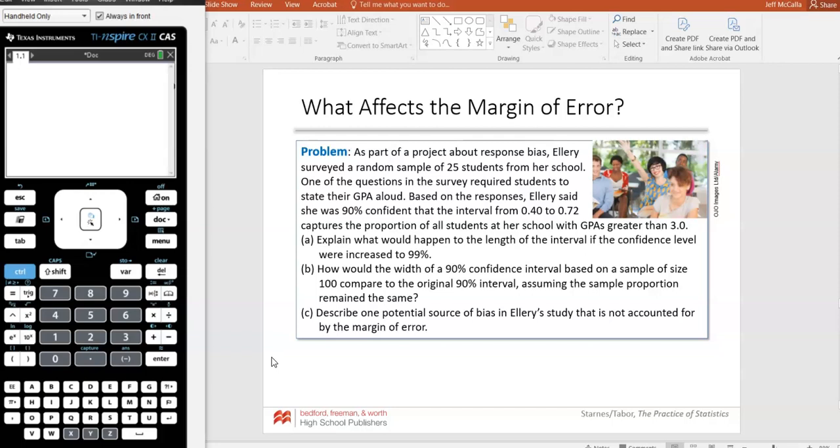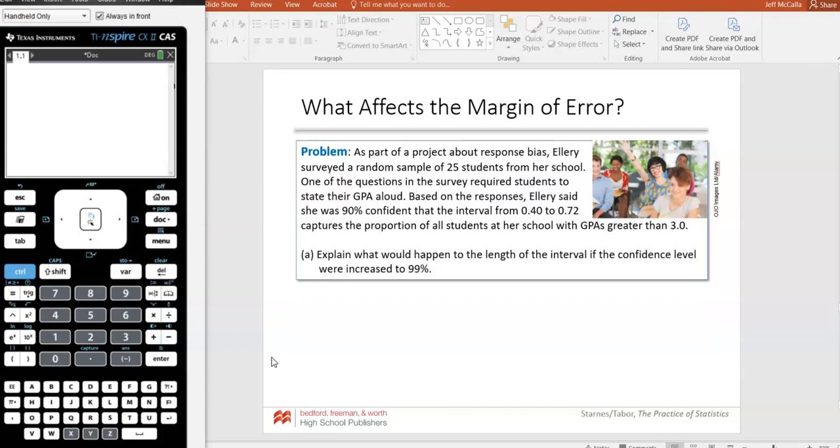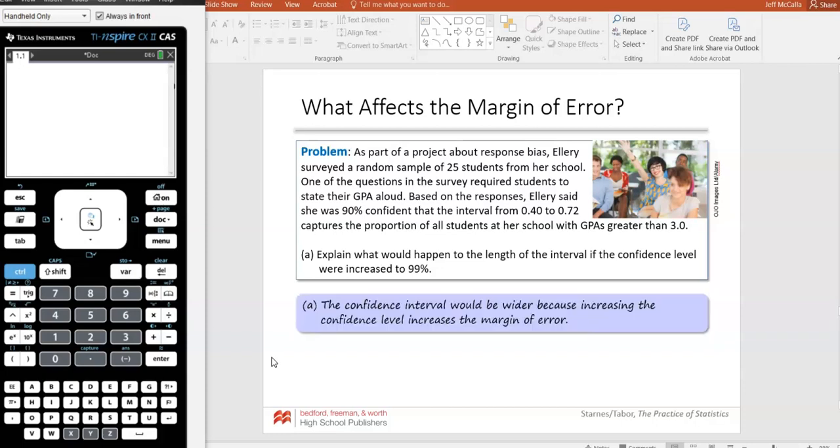So if I'm 99% confident instead of 90% confident, what's going to happen to that interval? So the confidence level, it's going to be wider, right? Because to be more confident, we have to have a wider kind of net to catch that true mean in.